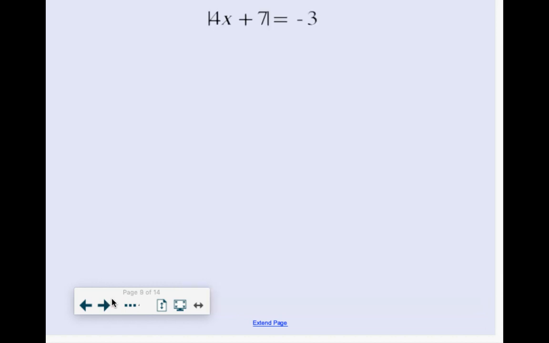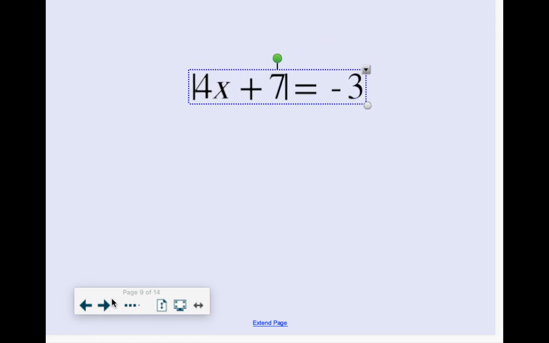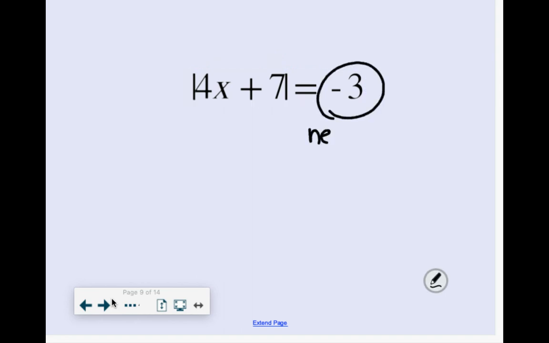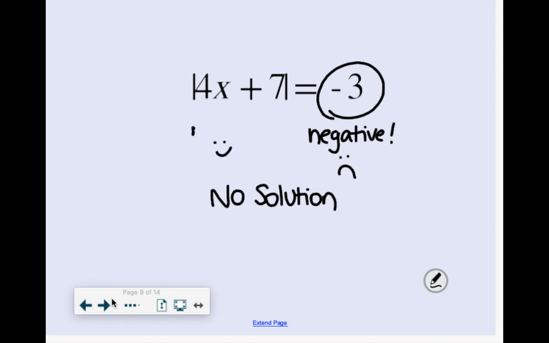Okay, this one right here, absolute value of 4x plus 7 equals negative 3. This is a negative number. Sad face, we can't solve that, okay? Actually, for some of us, you might be putting a happy face, because that means that you don't have to solve it. So when absolute values equal negative numbers, you don't have to show any work because there's no solution.